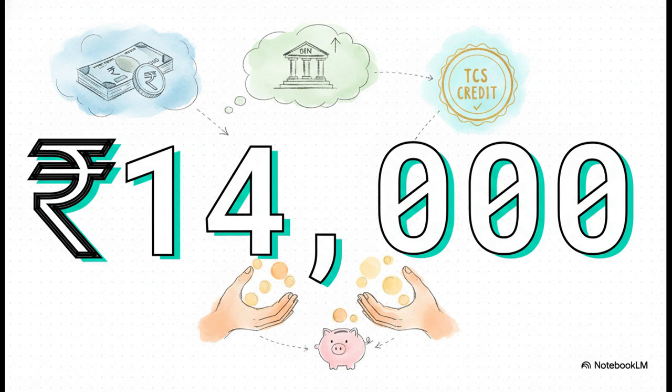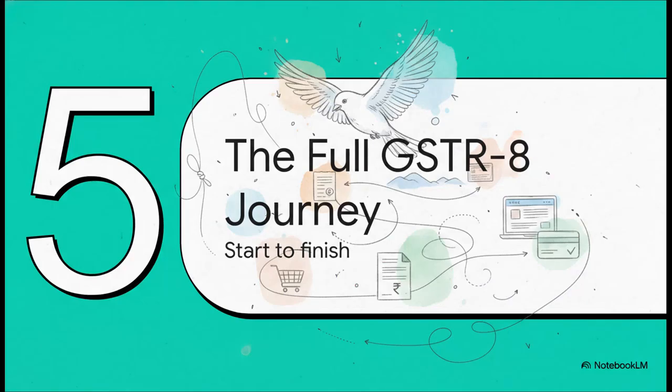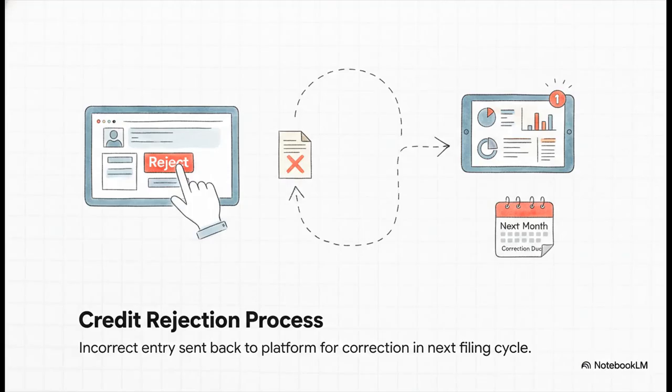Okay, let's take a step back and look at the big picture now. We're going to wrap this all up and see the entire journey from start to finish, and just tie up any loose ends. So we've talked a lot about hitting accept, but what happens if you reject a credit because of a mistake? Well, the system automatically flags it.